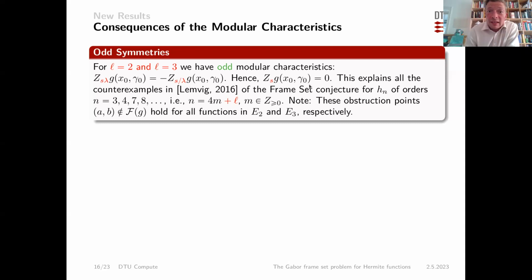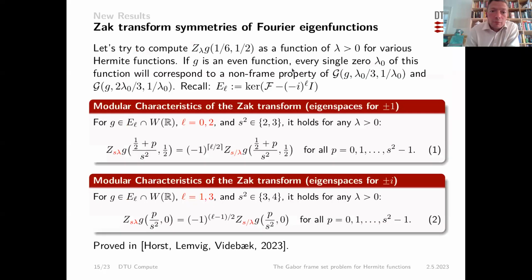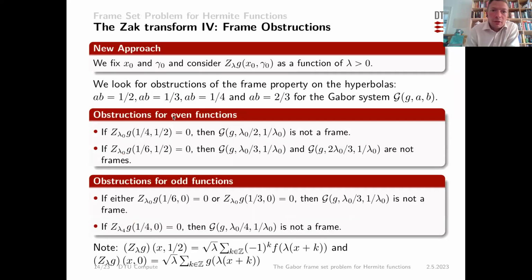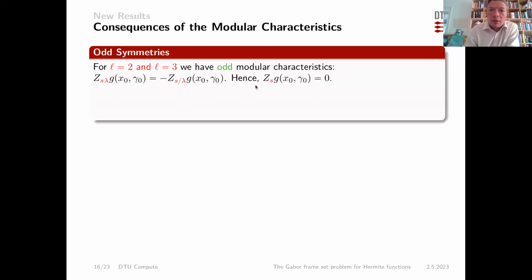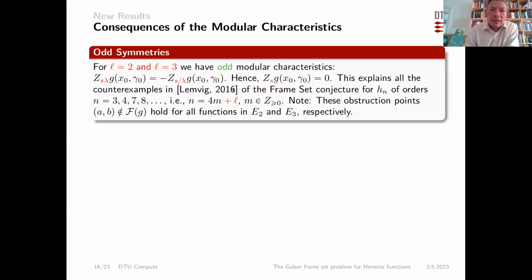And that's enough. Remember, for these obstructions of the frame property, I just needed 1 zero of the SAC transform, and this is what this odd modular characteristic gives me. It gives me a zero of the SAC transform, exactly the one I need. So that already disproves the frame set conjecture for n equal to 3, 7, etc., and 4, 8, etc.